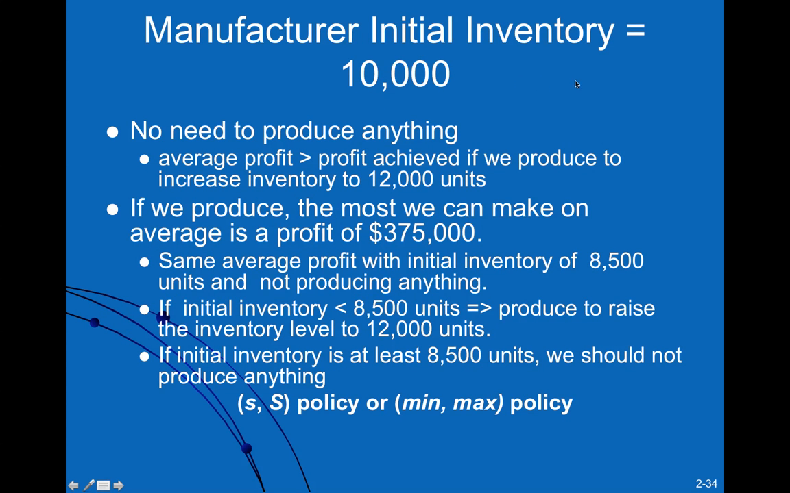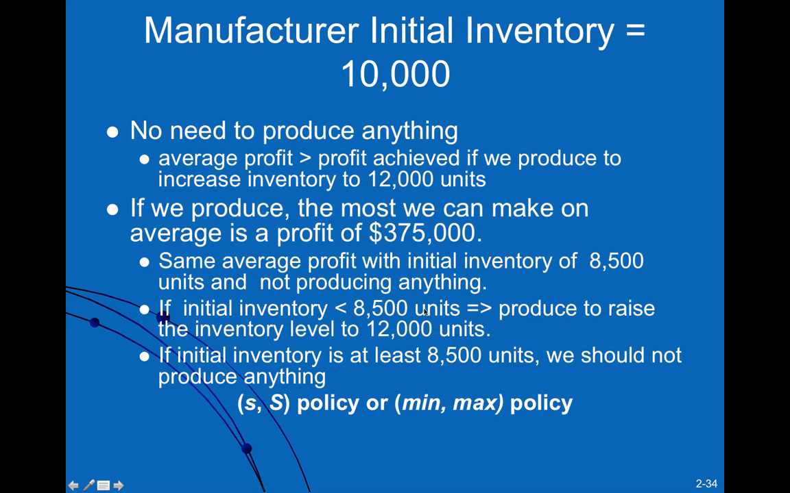But what if your initial inventory was 10,000? Does it make sense to produce? The analysis here shows that you will not get any additional profit from producing the extra 2,000 units. So as a result, you have a rule that says if the initial inventory is 8,500 or less, go ahead and produce. But if it is more than 8,500, do not produce.